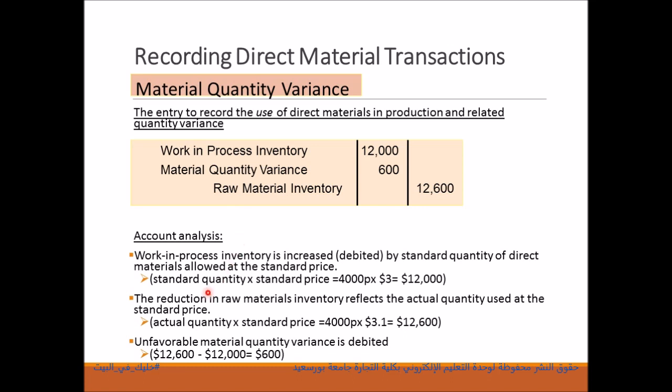To determine the amount of work in process inventory, we multiply standard quantity by standard price. And to determine the amount of raw material inventory, we multiply actual quantity by standard price. And the difference between the two figures is the variance. We have $600 unfavorable material quantity variance. And this is consistent with our variance analysis calculations. So material quantity variance is debited by $600.